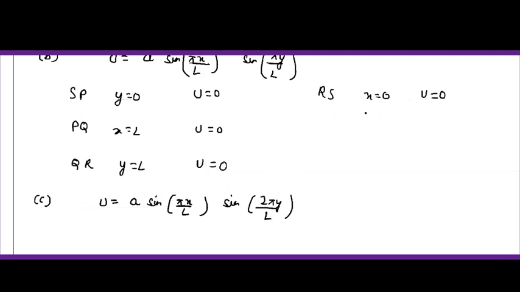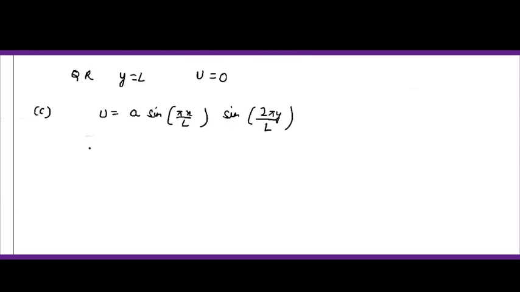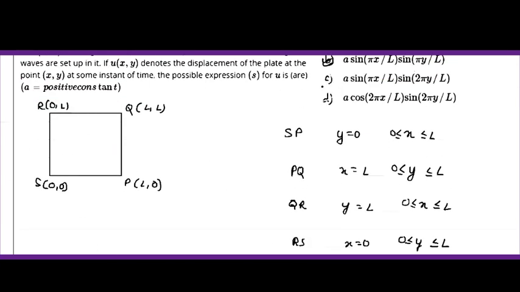Similarly, for RS, x would be equal to 0. If you put x to be 0, then u would be 0. That means C would be another correct option, because for C, we are getting u equal to 0 for all the edges. That means C is also a correct option.